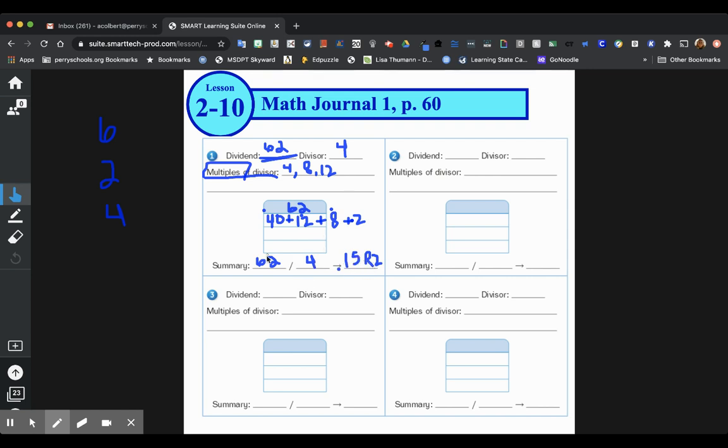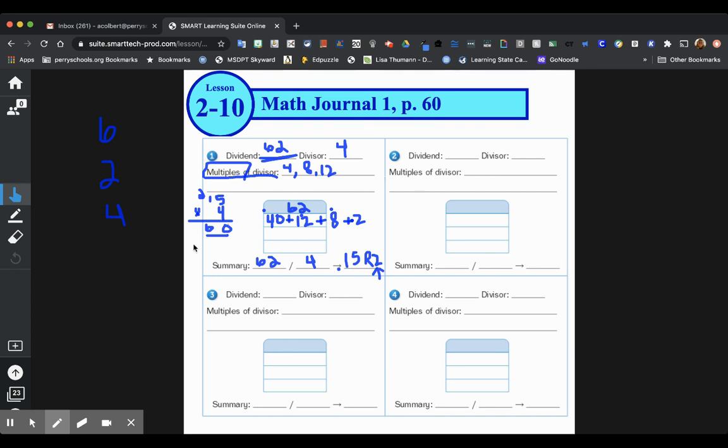I want to remind you that you can check this by doing 4 times 15, and that should get us 60, and then with a remainder of 2. So I'm going to check my work here. 15 times 4. 4 times 5 is 20. Put my 0, carry my 2. 4 times 1 is 4, plus 2 is 6. And that does, in fact, give me 60. And how many more do I need to go to get 62? 2. So 62 divided by 4 is 15, remainder 2.